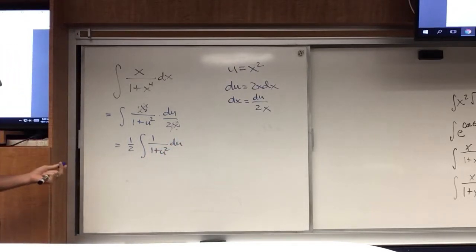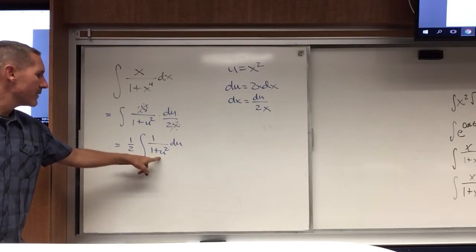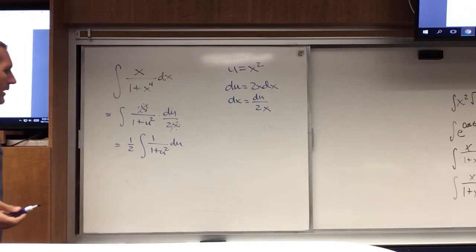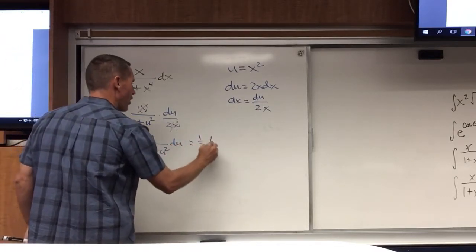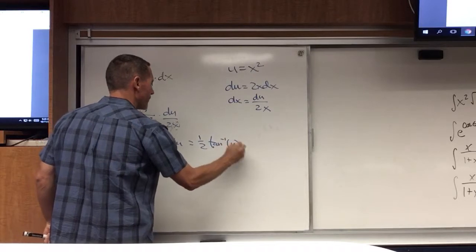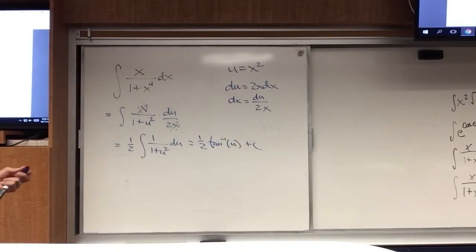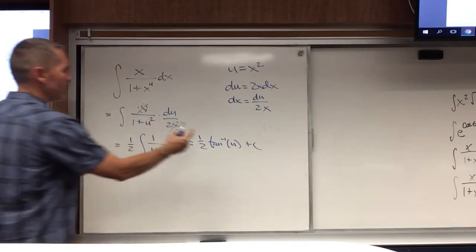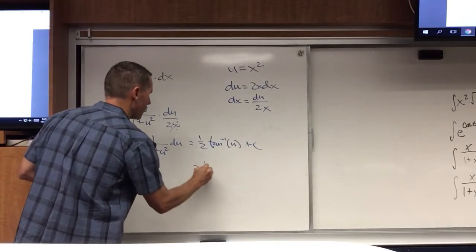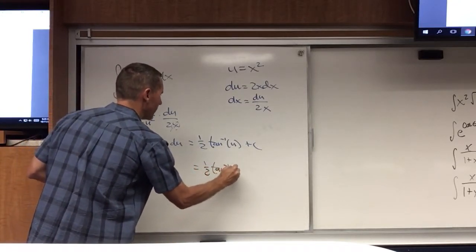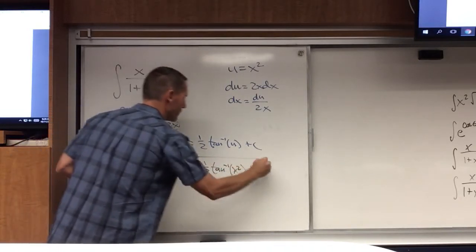And so this ends up being 1/2 times the integral of 1 over 1 plus u squared du. But you might say, well, I don't really know what that is. But you should remember what that is, because that's just the inverse tangent. So this is 1/2 times arctan of u plus c, right? And now we say, what is u equal to? Well, u is equal to x squared. So this is just equal to 1/2 arctan of x squared plus c.